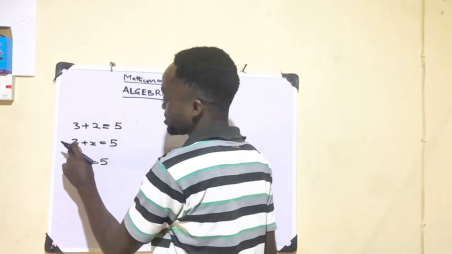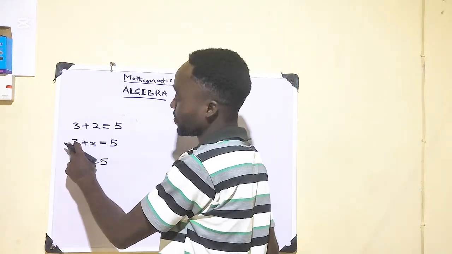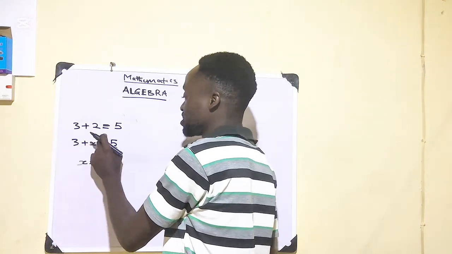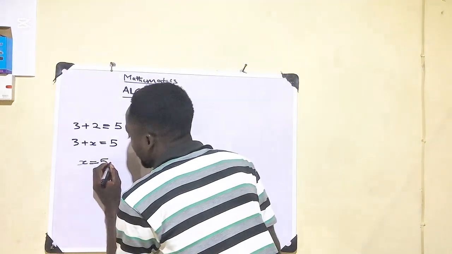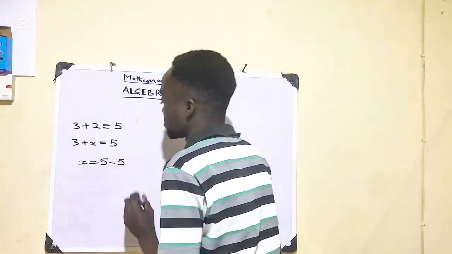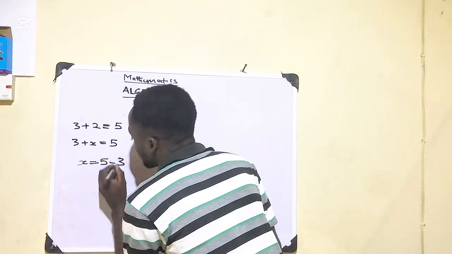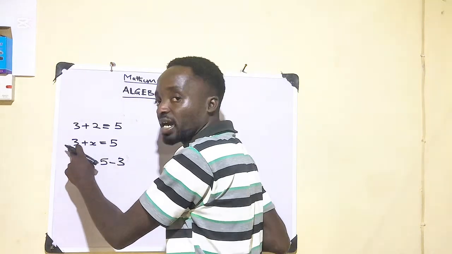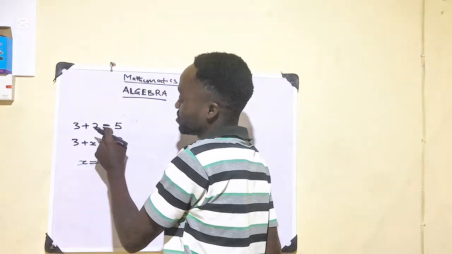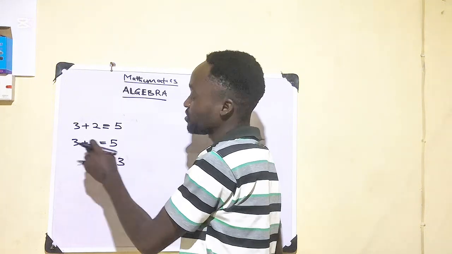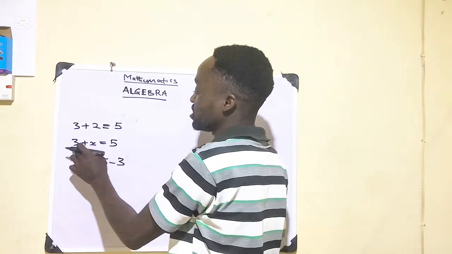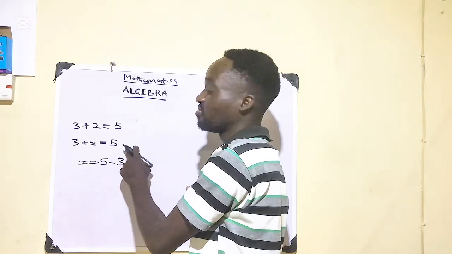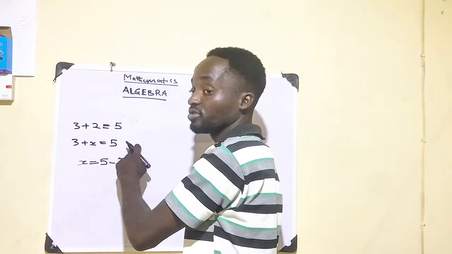For example, this is plus 3, we know. By the time I carry this 3 and it crosses the equal to sign to this side, it's going to become minus 3. But assuming it was minus 3 here, if I cross it to the other side, it's going to be plus 3. So anytime you carry a number across the equal to sign, know that the sign is going to change. If it is positive, it's going to be negative. But if it is negative, it's going to be positive.